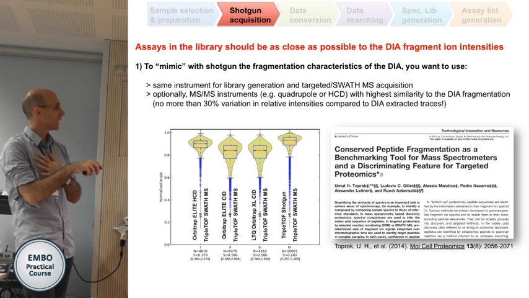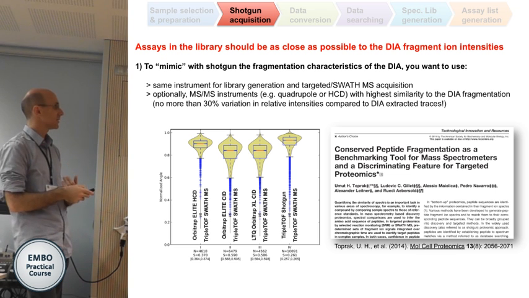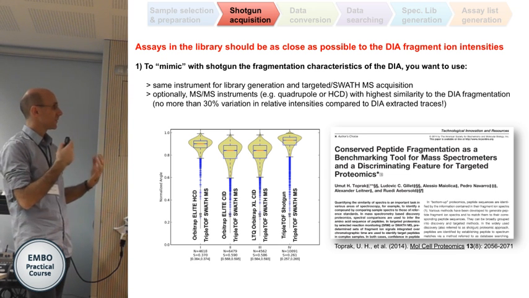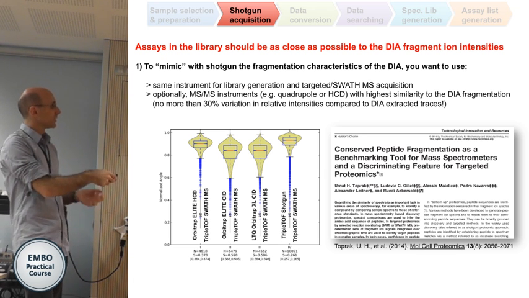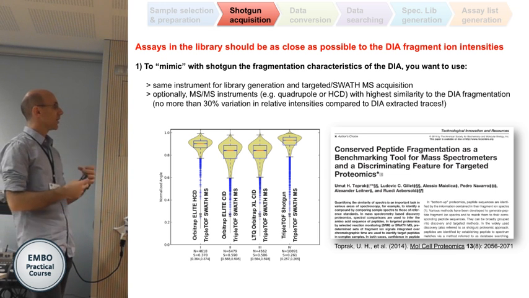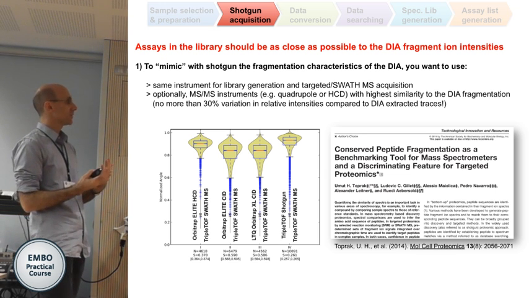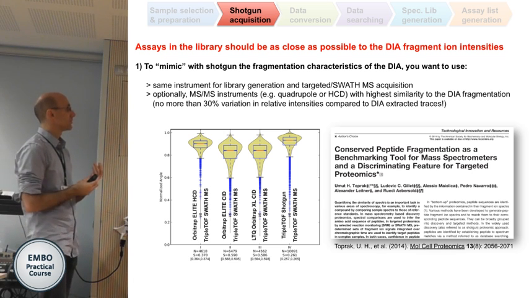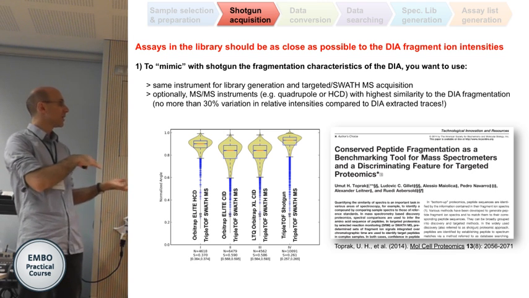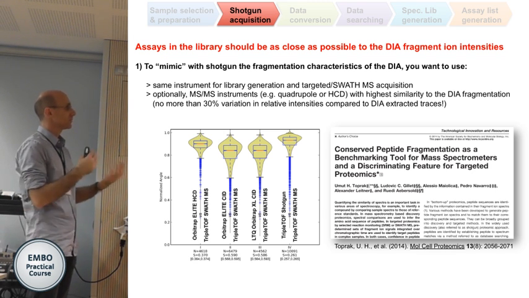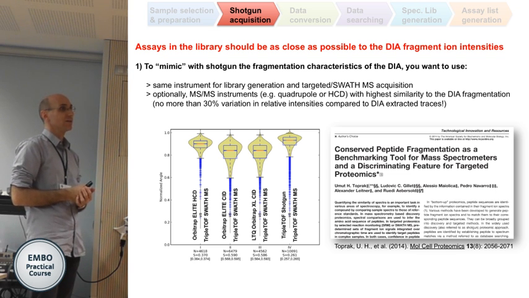It is also very similar. But as soon as you start to introduce CID collisions instead of beam-type fragmentations, you start to lose a lot of the fragmentation similarity between the machines, and therefore your assay will look in shotgun much more different than the assay that you would acquire in quadrupoles or in Q-Exactive.